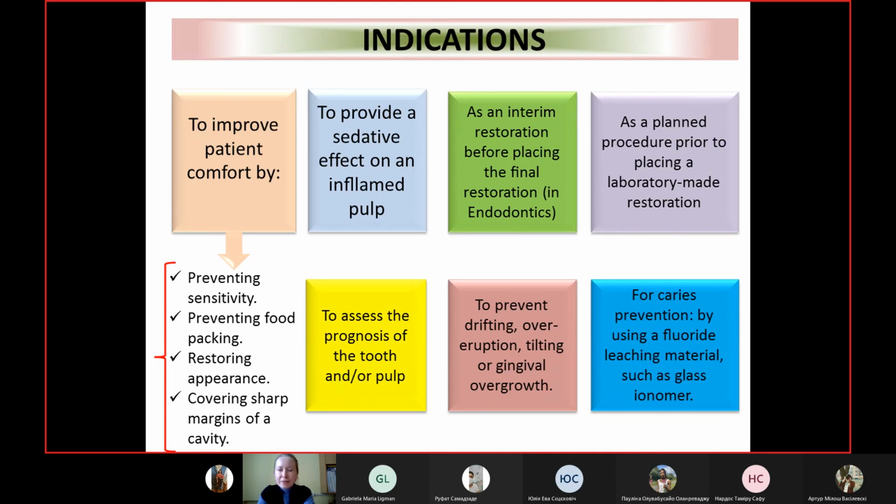It can be used as an interim restoration before placing the final restoration, in endodontics in particular, as a planned procedure prior to placing a laboratory-made restoration, to assess the prognosis of the tooth or pulp, to prevent drifting, over-eruption, tilting, or gingival overgrowth, and for caries prevention by using a fluoride leaching material such as a glass ionomer. So these are indications for temporary dressings in dentistry.